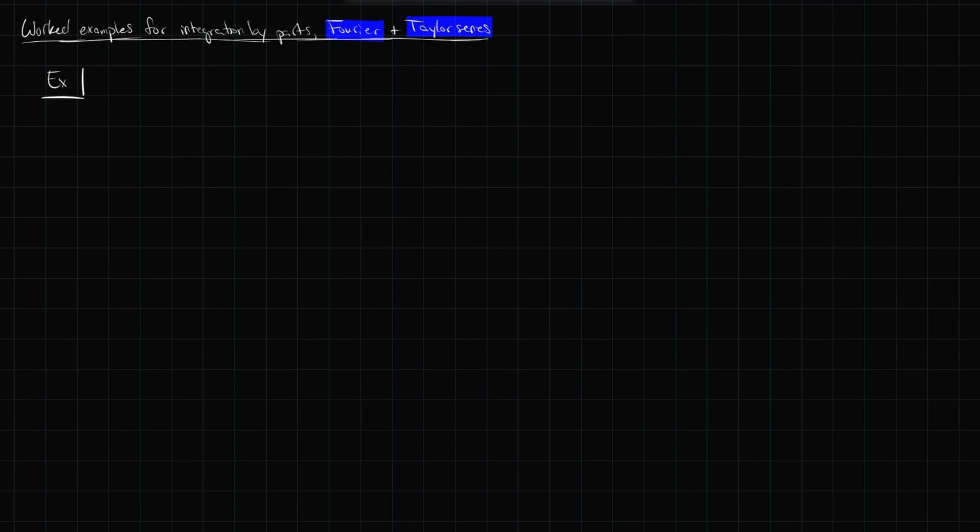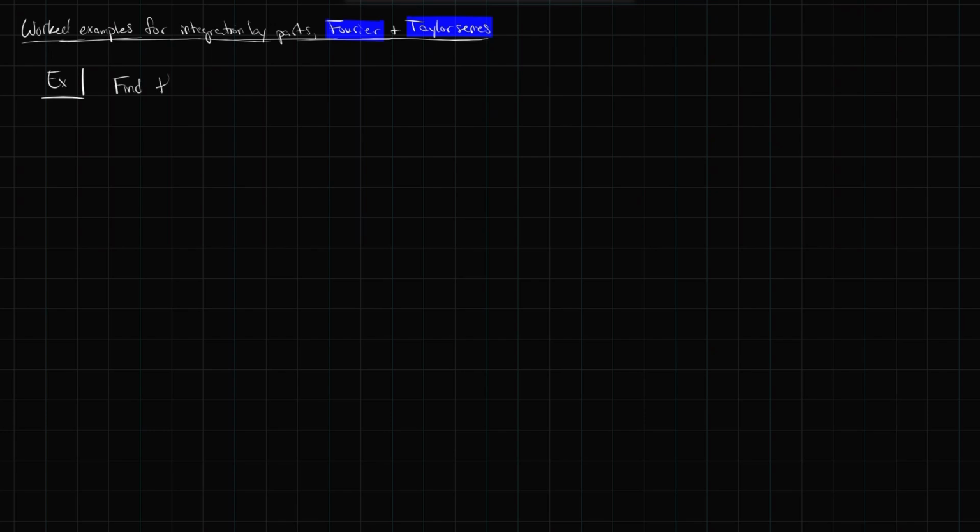This is the worked examples for integration by parts, Fourier and Taylor series section. And we'll just be looking at a lot of examples of computing both of these objects. And maybe I'll show you a few of the plots of them as well, so you can get an idea of how these series converge. So with that said, let's just jump right in. We're just going to work through a lot of examples, like I said.